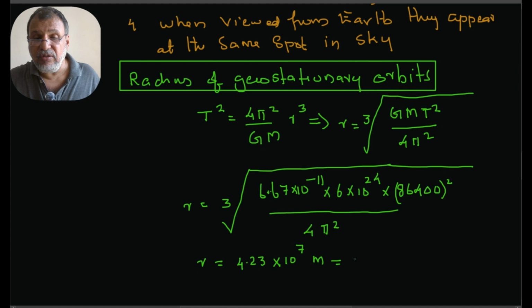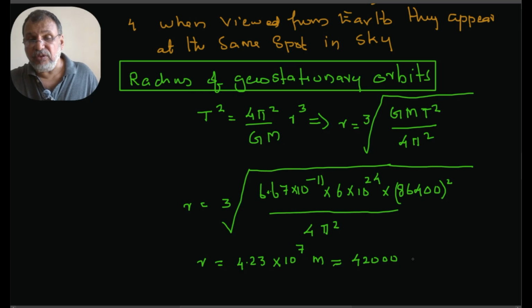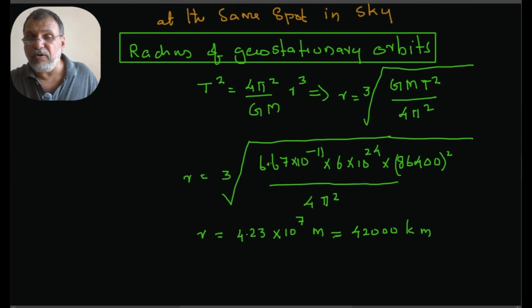This comes to approximately 42,000 kilometers. This is the orbital radius for a geostationary orbit, an approximate value.